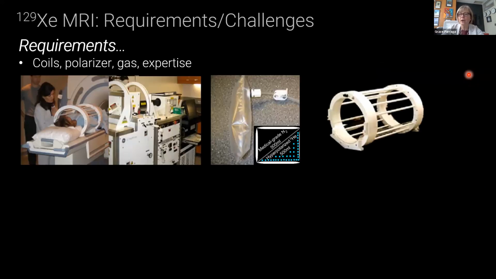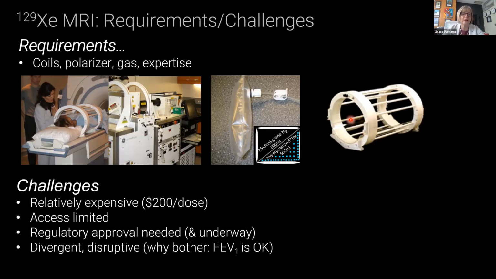So to take on this kind of imaging, you do need a multi-nuclear MR scanner. You do need a polarizer to polarize the gas. And the gas is delivered into a bag, usually mixed with nitrogen or helium-4. We mix it with helium-4 in the case of xenon to make it less viscous, and we mix it with nitrogen when we're delivering helium. Different kinds of coils can be used. This is an example of an elliptical birdcage coil, and vest coils are also sometimes more comfortable for the patient, and they fit better, so they can be used as well.